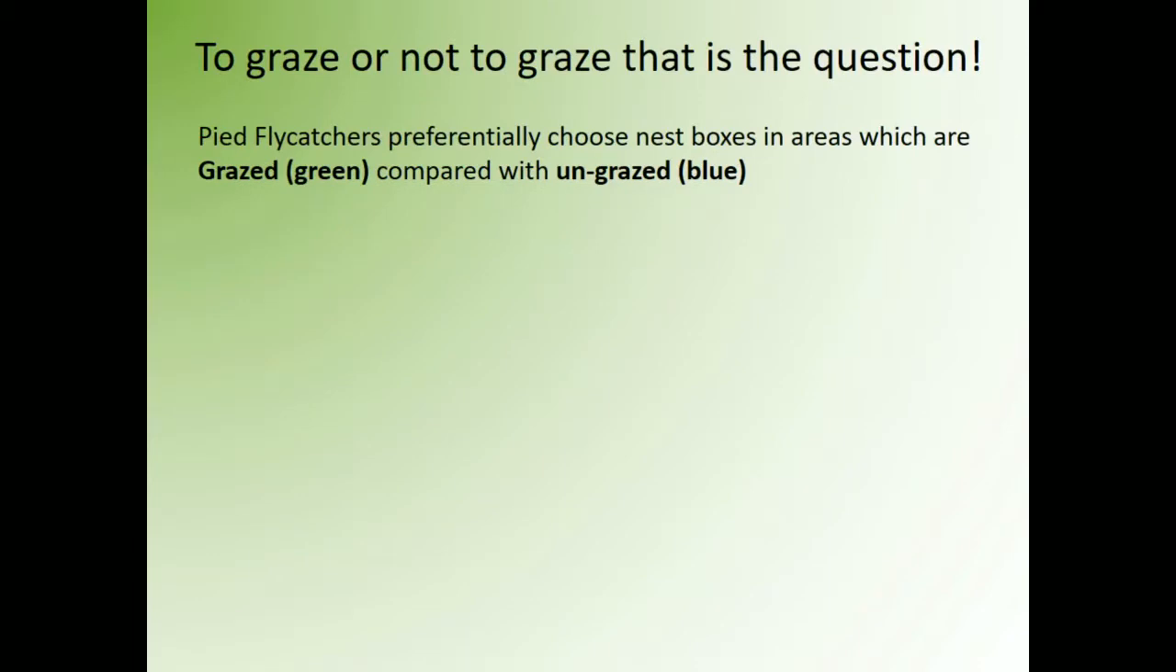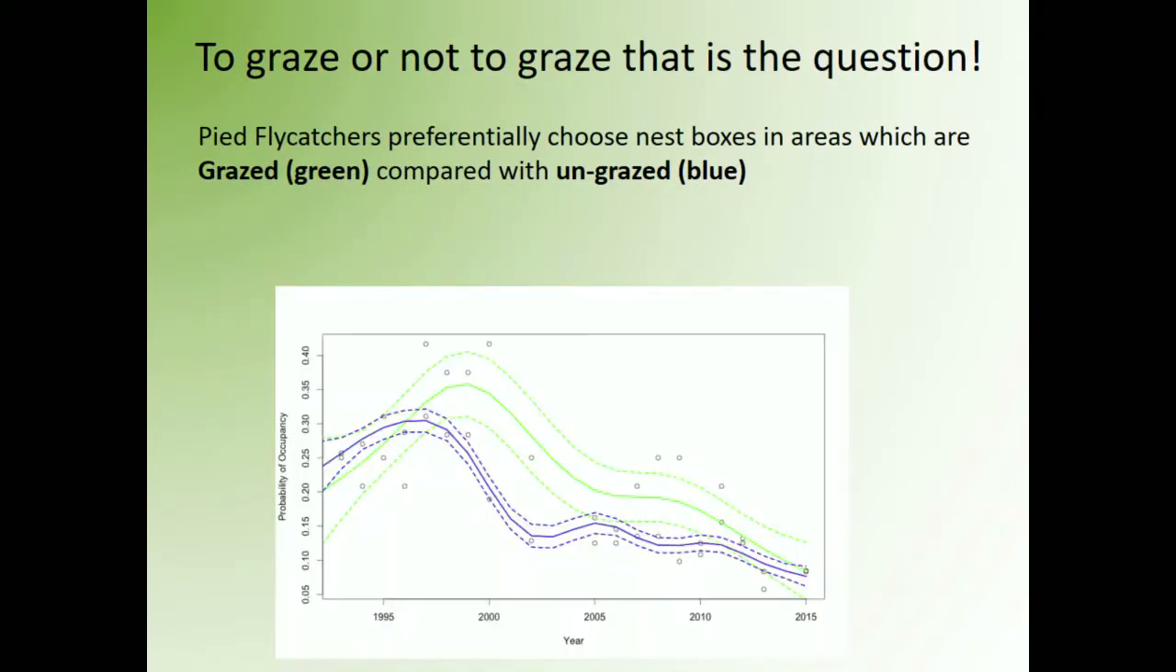So, to graze or not to graze? That is the question. Pied flycatchers preferentially choose nest boxes in grazed areas. Here on the y-axis we have the proportion of boxes which are occupied, with the green being grazed areas and the blue being the ungrazed areas. We can see the trend is the same in both of the areas, with the grazed areas normally being preferentially chosen over the ungrazed areas. The difference in error bars is because there are many more boxes in the ungrazed areas than the grazed.